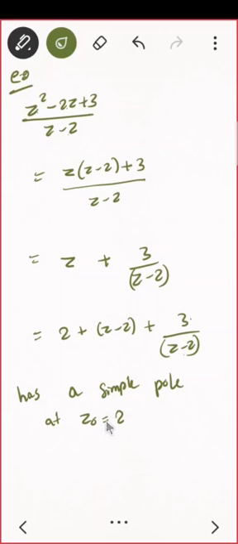Correct. And what is the residue? If somebody asks you to find the residue, then the residue will be the coefficient of 1 upon z minus 2, that is 3. Is that clear? Correct. Let me give one more example.